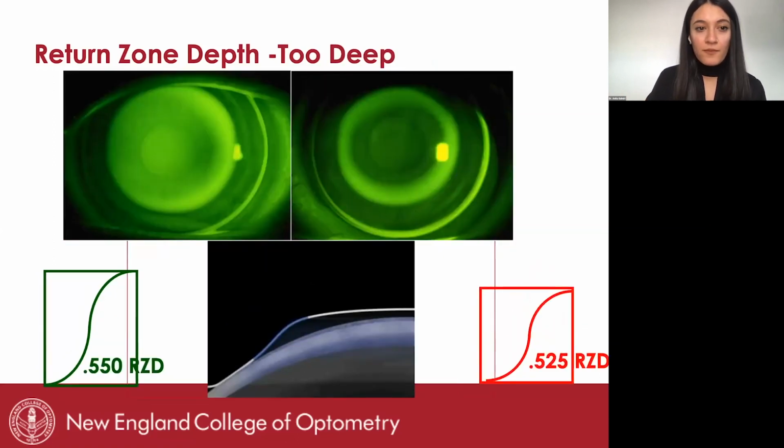And then we have a return zone that's too deep. So when you have too deep of a return zone, that means the sagittal height of that lens is too high. It indicates a steep fit. And so in this case, you likely have an under treatment of some sort, and you'll know that by the vision. But what you want to do is reduce that RZD. So you want to bring the lens down. You want to bring that sagittal height down. So if you have a 550 RZD, for example, you want to change it to 525. That's the smallest increment that you can change the RZD in, as it goes in 25 micron steps.